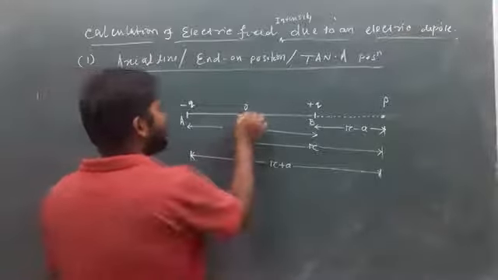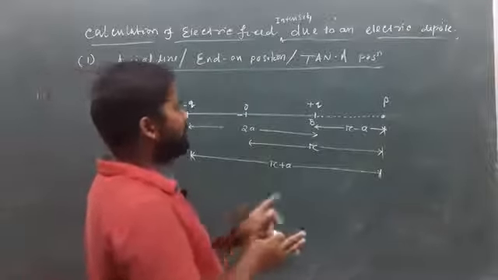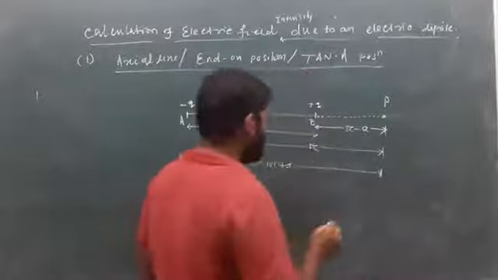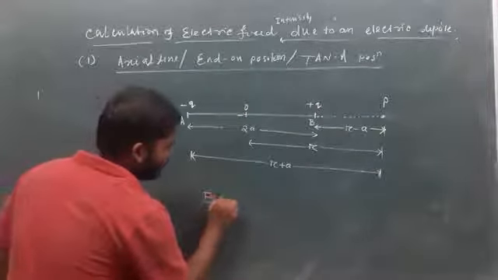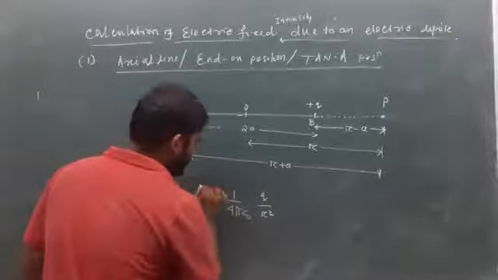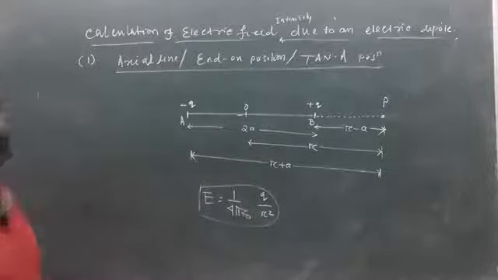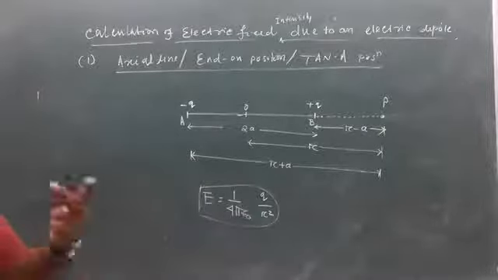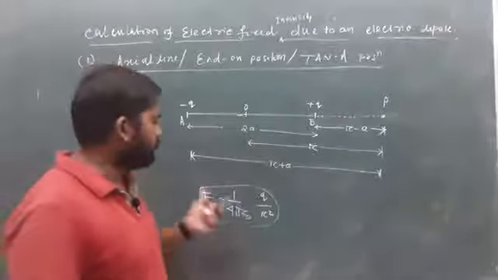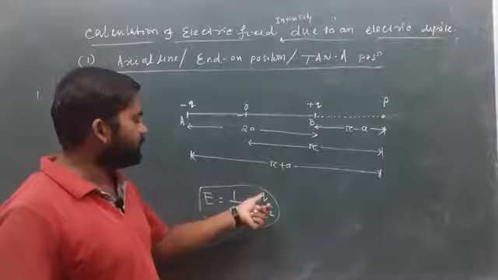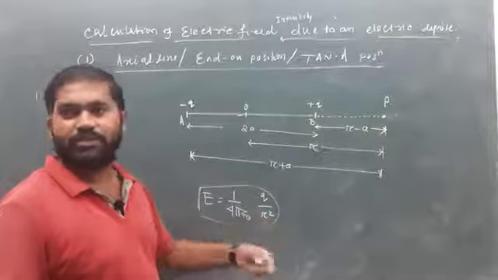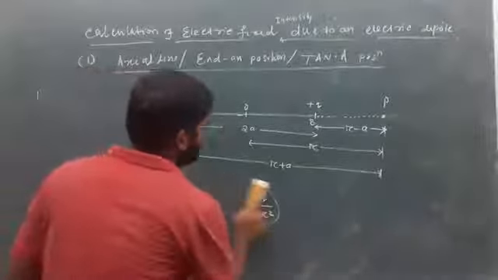So, let us measure the electric field at point P. For a point charge, the electric field formula in magnitude form is 1 by 4 pi epsilon 0 times q divided by r square. Here there are two different point charges, one is plus q and the other is minus q. So, when we calculate the electric field, we have to measure from which point charge we are calculating and what is the distance of that point charge from the point of observation.